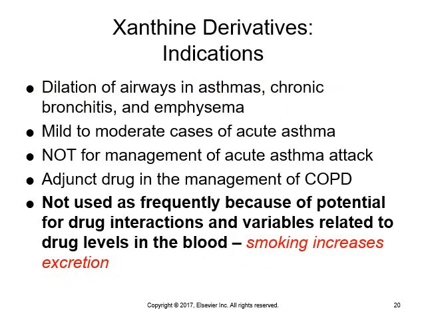Our indications include dilation of airways in asthma, chronic bronchitis, and emphysema, and mild to moderate cases of acute asthma. It's not for the management of an acute asthma attack. It can be used as an adjunct drug therapy in the management of COPD. It should not be used as frequently because of potential for drug interactions and variables related to drug levels in the blood. Smoking does increase its excretion.